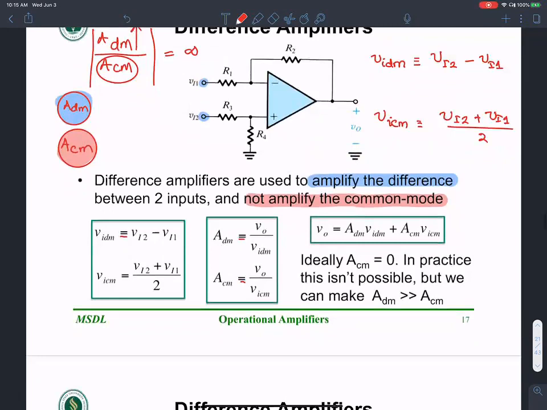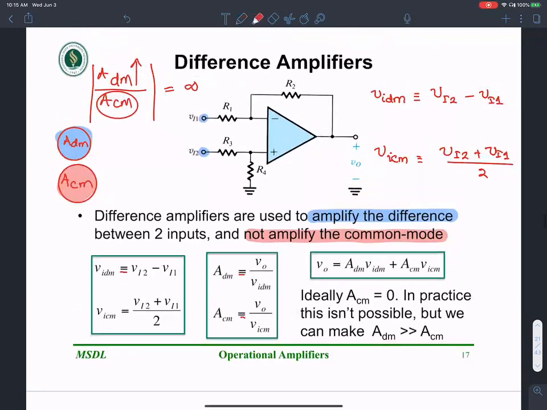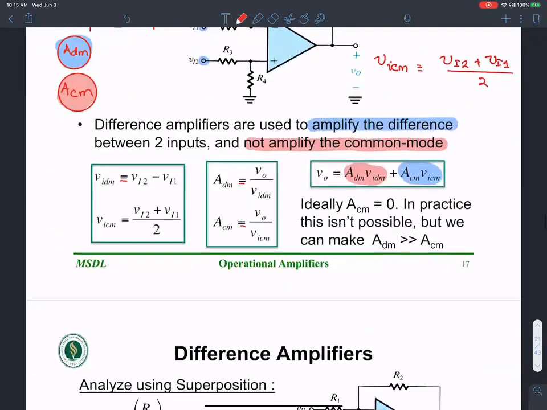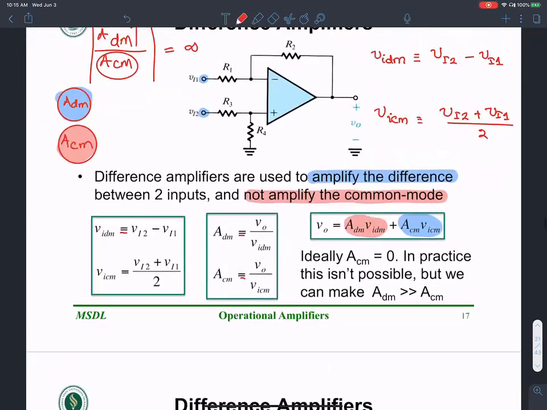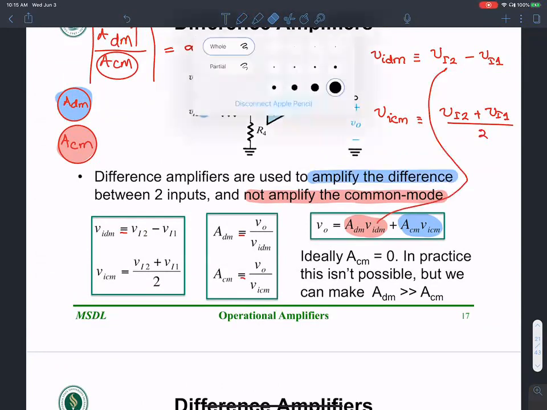V output again is defined as differential mode gain times differential mode input plus common mode gain times the common mode input. And you can simply plug in the values of the differential mode and common mode inputs, and then see how they turn out.